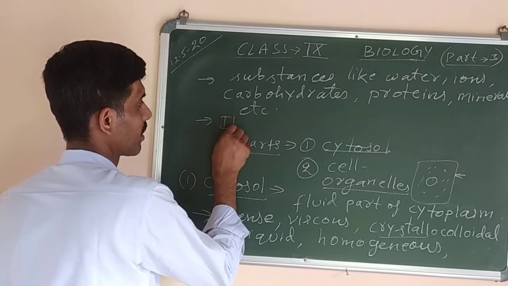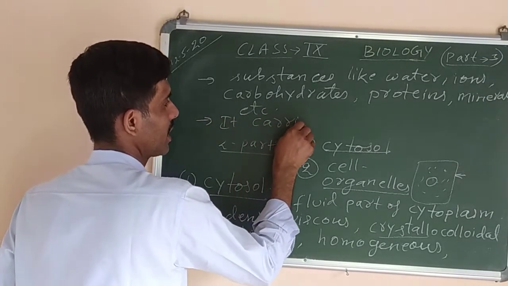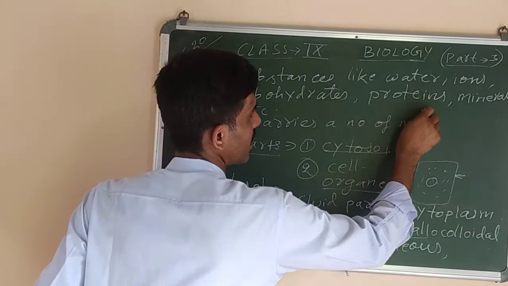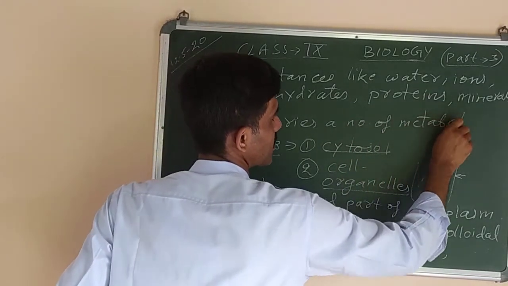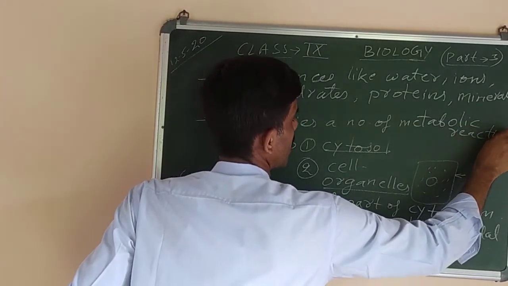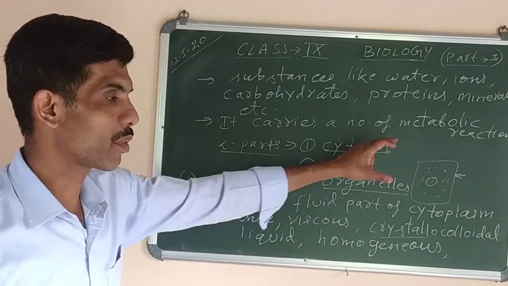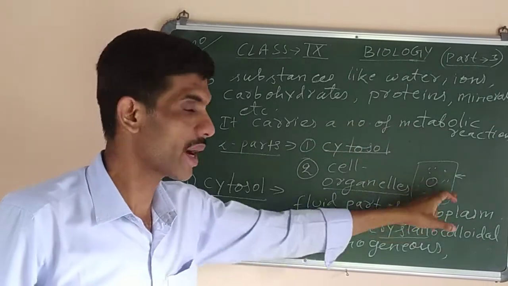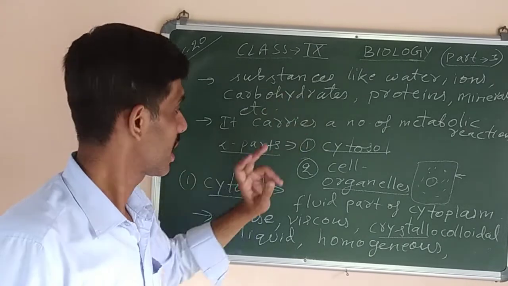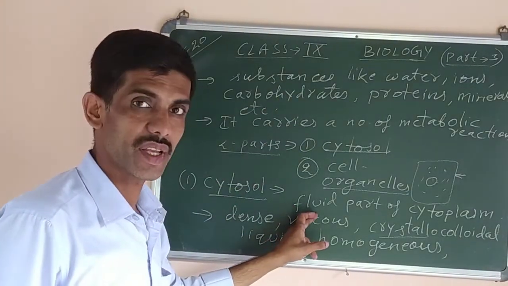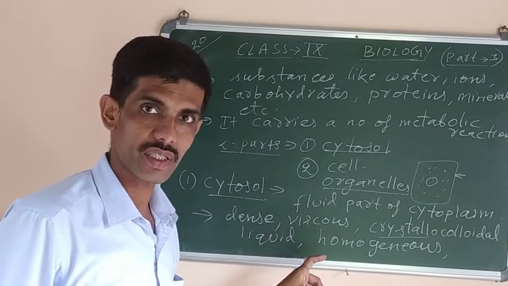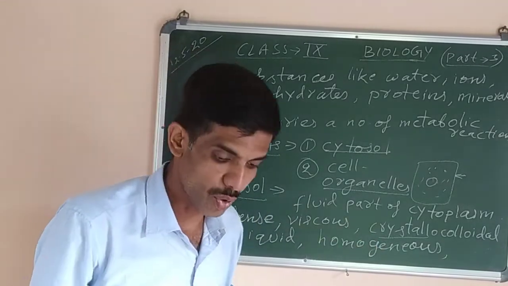Now the next one, third point: it carries a number of metabolic reactions. Metabolic reactions means like respiration, excretion, etc. Understood? So this fluid part is the site of metabolic reactions, and it contains many substances dissolved in it. And its nature is that it is a fluid part, dense, viscous, a crystallo-colloidal, homogeneous liquid.